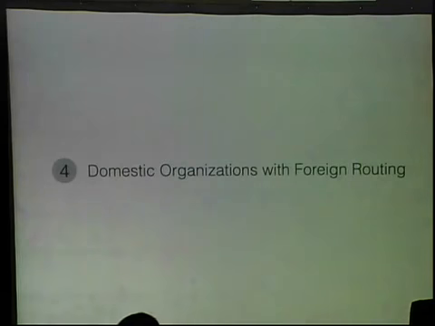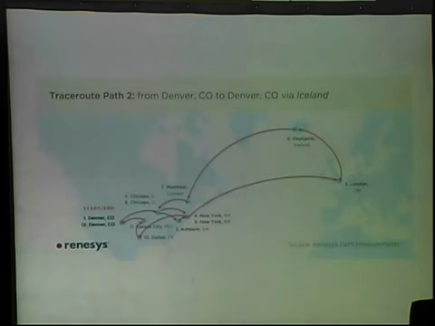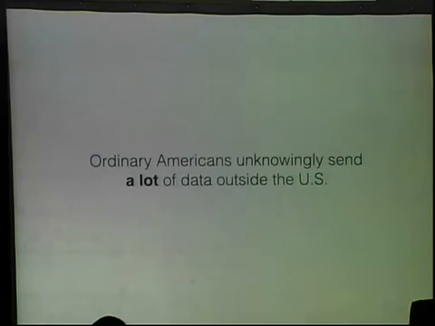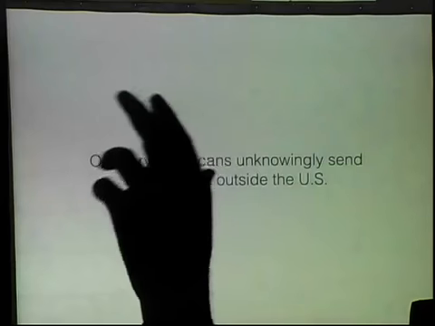Okay, so the fourth way in which your traffic might wind up outside the US in a way you might not expect: sometimes routes just go all over the place. So for example, here's a route that occurred not too long ago. That's from within the same city to another point within the same city. So the internet can be a little unpredictable, and just by virtue of how routing works, your traffic might leak.